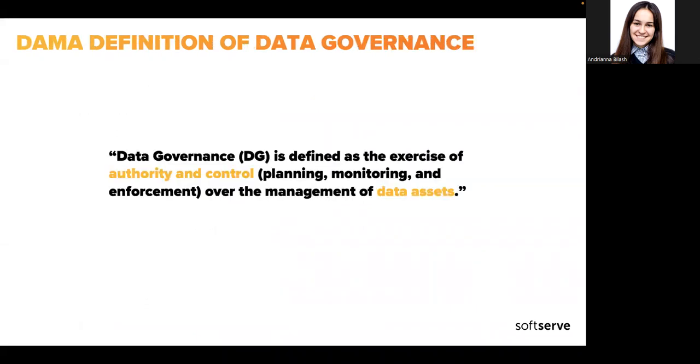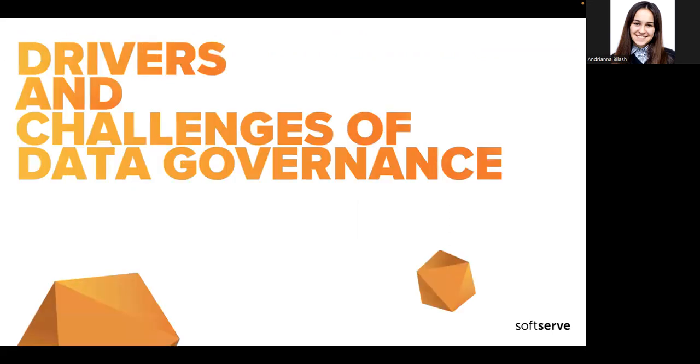But according to DAMA, the International Data Management Association, which provides an industry recognized framework, data governance is defined as the authority and control over the management of data assets. And authority and control here means that you should plan, execute, monitor, and enforce certain policies for managing data. And here data means an asset, because it's not physical property, but still a valuable thing that creates value for your business.